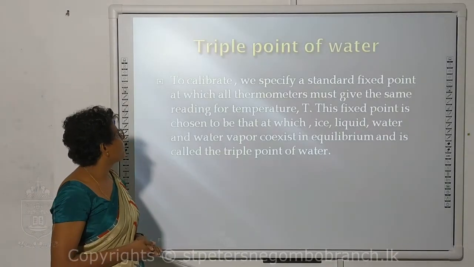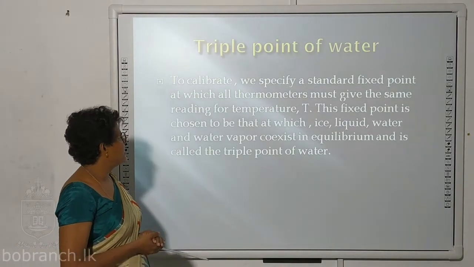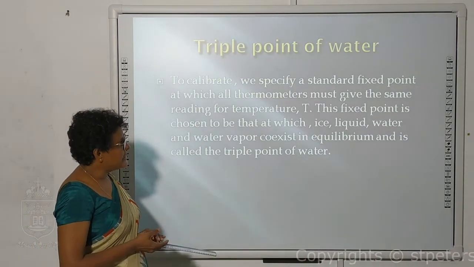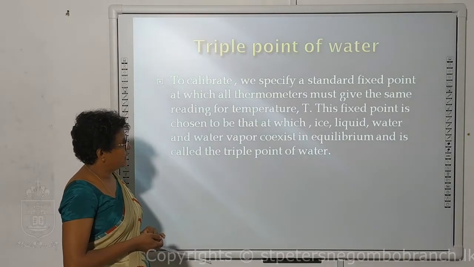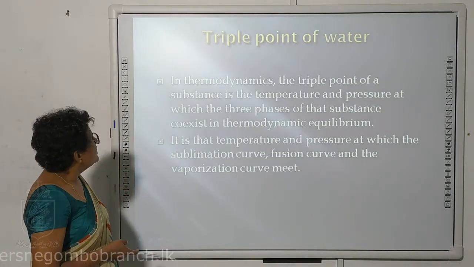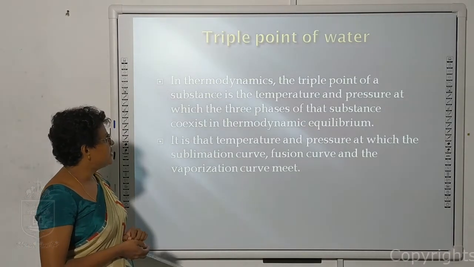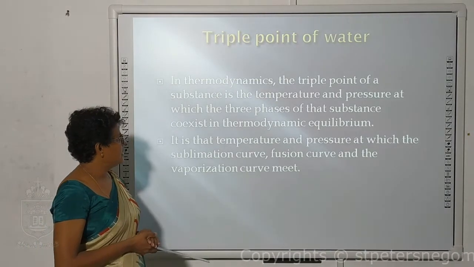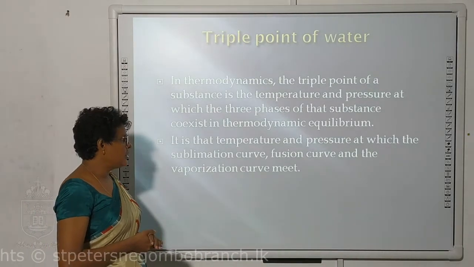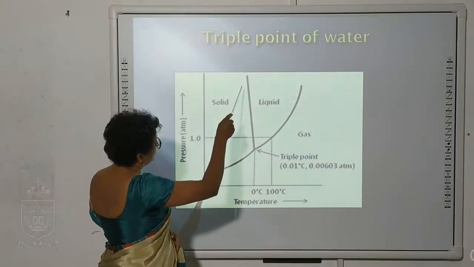Triple point of water. To calibrate, we specify a standard fixed point at which all thermometers must give the same reading for temperature T. This fixed point is chosen to be that at which ice, liquid water and water vapor coexist in equilibrium, and is called the triple point of water. In thermodynamics, the triple point of a substance is the temperature and pressure at which the three phases of the substance coexist in thermodynamic equilibrium. It is that temperature and pressure at which the sublimation curve, fusion curve and the vaporization curve meet.